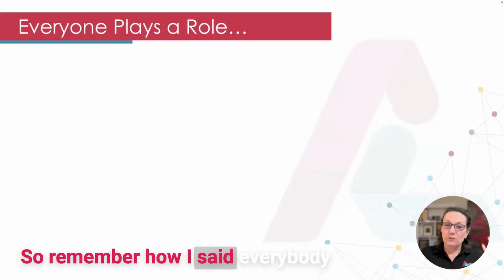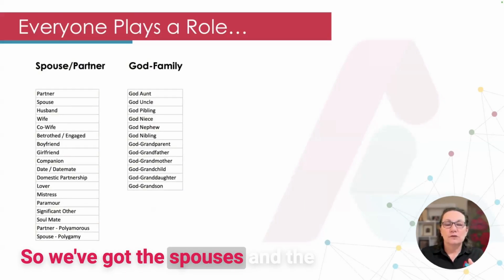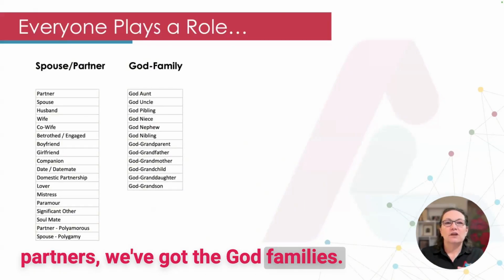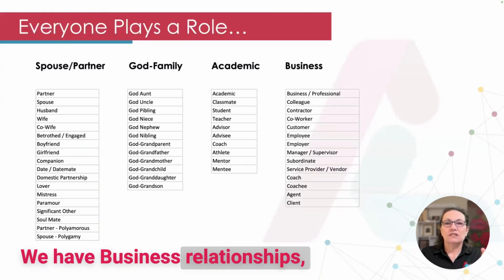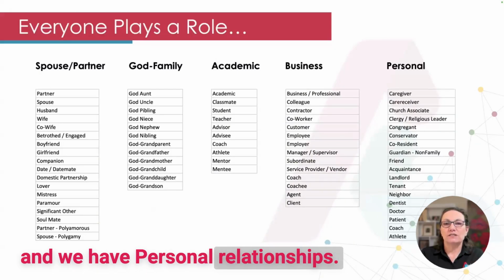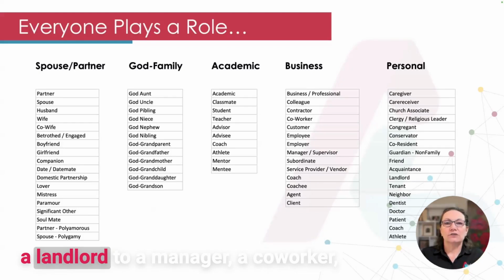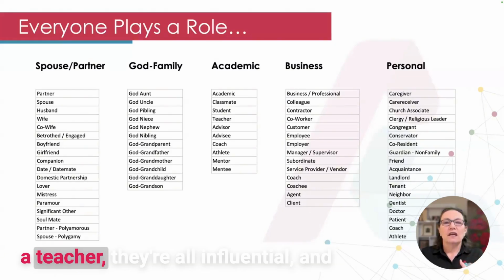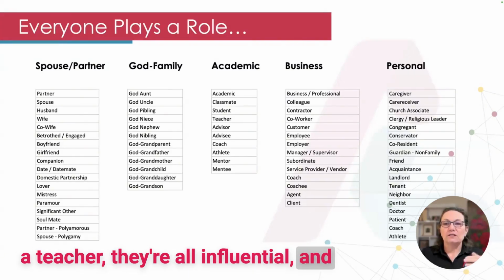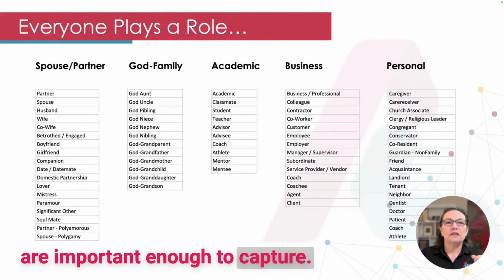So remember how I said everybody plays a role, not just your family, correct? So we've got the spouses and the partners, we've got the God families. Then we also have academic relationships, we have business relationships, and we have personal relationships. So everything from a caregiver and a landlord to a manager, a coworker, a teacher, they're all influential. And so we think all those relationships are important enough to capture.